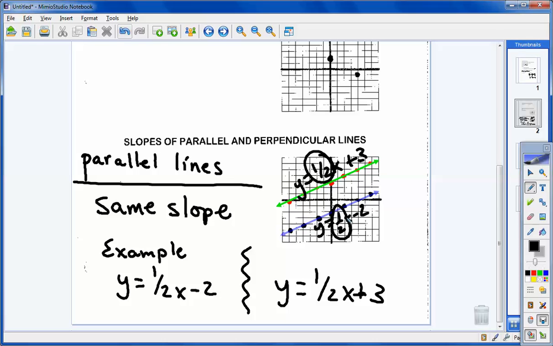Turned out to be the same this time, didn't they? So when they're the same like this, what I'm getting at is this. If you have two equations in slope-intercept form, or you rewrite something so that you get the slope-intercept form, and you find out that those slopes are the same, what type of lines are you going to have here?